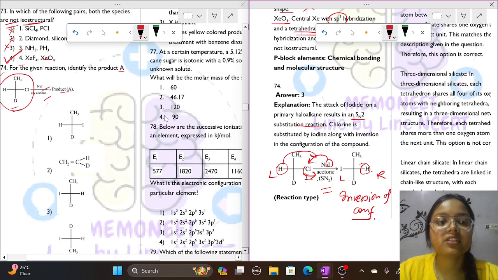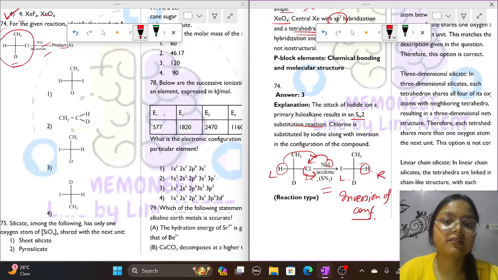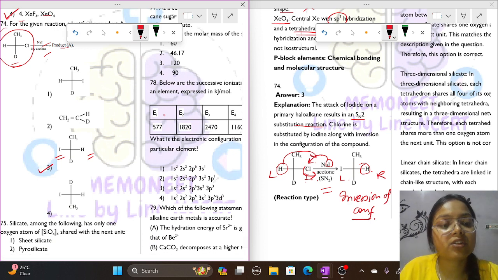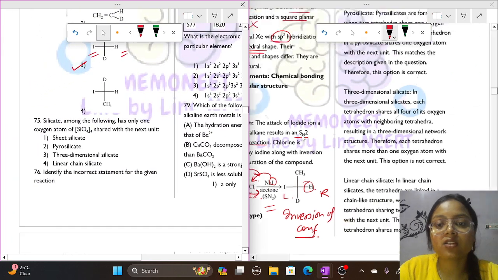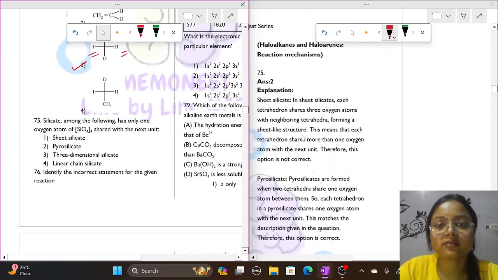So for question number 74, the correct answer will be option number 3. See, inversion is there. Don't forget about the inversion. Otherwise, you will tick the option number 1. So this will not be the correct option. Option number 3 is the correct option here. Okay. Now question number 75.